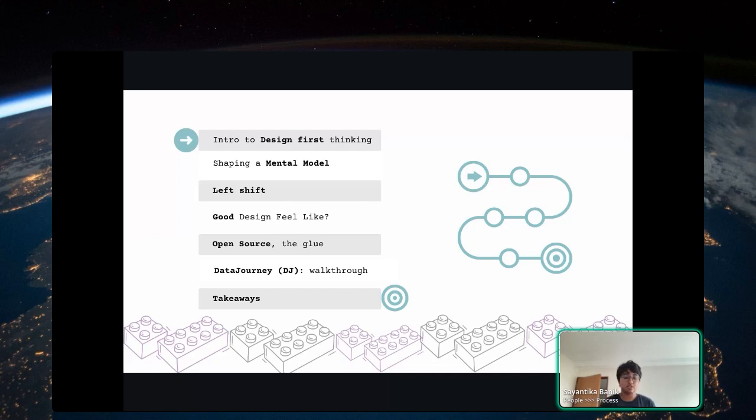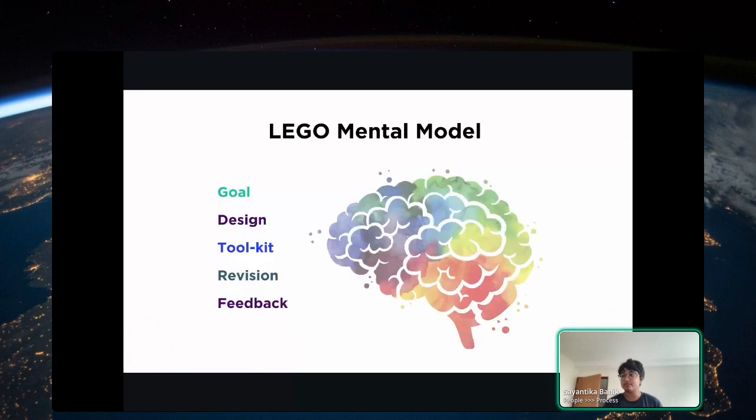Data journey, I call it DJ, which is an amalgam of all the concepts that we will be discussing today. It's something that I came up with, about 2 years I've been working on it. And finally I'm able to showcase it to the world outside. And the final would be our takeaways from this session today.